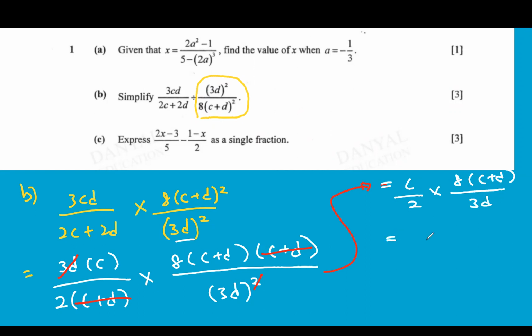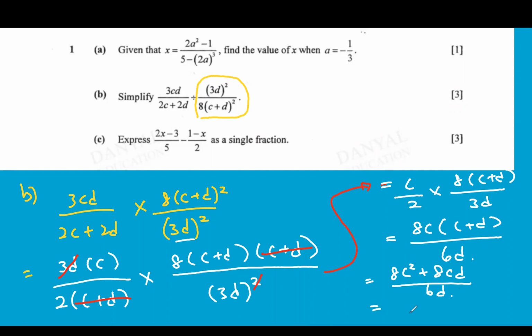So we're going to multiply top to top, bottom to bottom. So I have 8C here, C plus D here, and then I have 6D here. I'm going to expand and see what we can do with it, because we are supposed to simplify after this. So I have 8C squared plus 8CD over 6D. Then I realize all of them I can actually divide by 2, so I can reduce it down. Actually, I think we shouldn't do this step. I think it's redundant, so I will just reduce it from the top here.